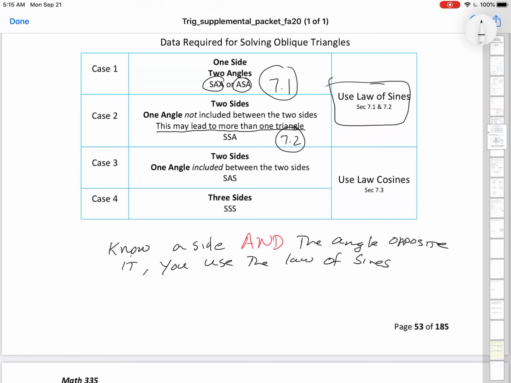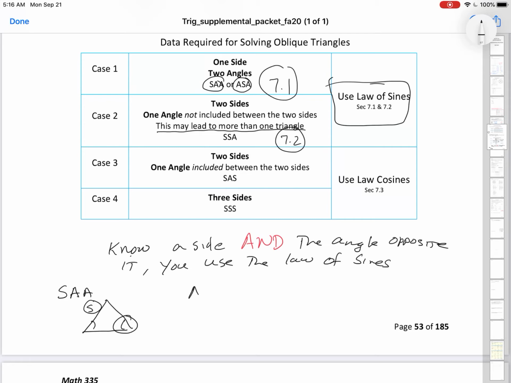So again, you have to be given a side and two other pieces of information, and then you can solve a triangle. Let me show you what I mean by that. Let's look at case 1, side, angle, angle. Here's the side, here's the two angles. You definitely know the side and the angle opposite. The law of sines is going to unlock everything.